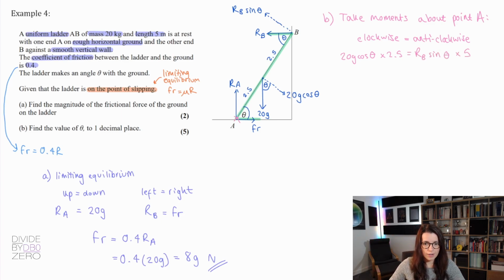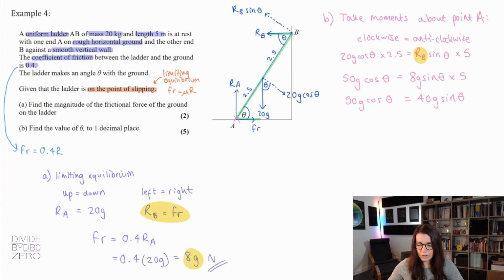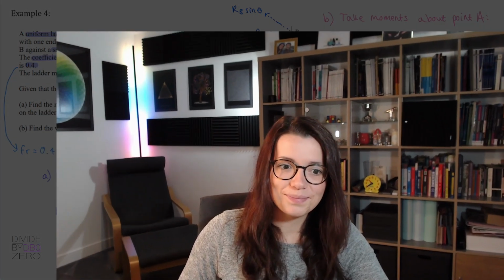Now we know from earlier on that RB is in fact equal to friction, which we now know is 8g. So we can sub that in there and also tidy up as we go along. That will give us 50g cos theta equals 40g sine theta. You can cancel the g's on both sides, and then you can rearrange for tan theta, and you'll get 5 over 4. That can then be solved to find theta, and you get 51.3 degrees to 1 decimal place. And that's it. That's it for now.